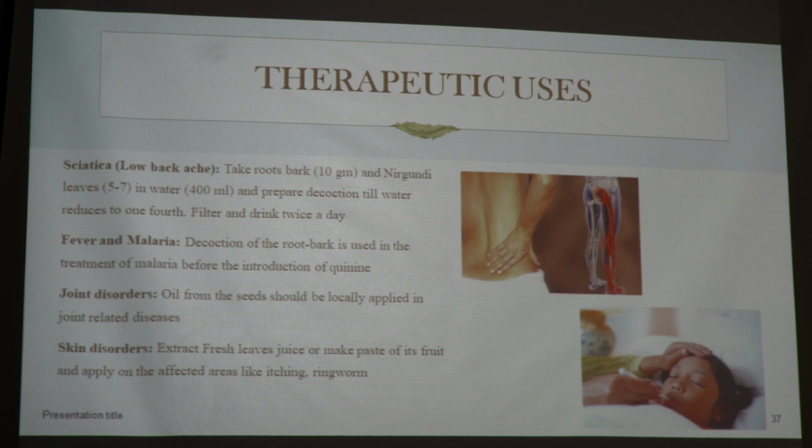Fever and malaria. Decoction of the root bark was used in the treatment of malaria even before the introduction of quinine. Joint disorders. Oil from the seed should be locally applied in joint related diseases. In skin disorders, extract fresh leaf juice or make paste of its fruit and apply on the affected areas like itching or ringworm cases.